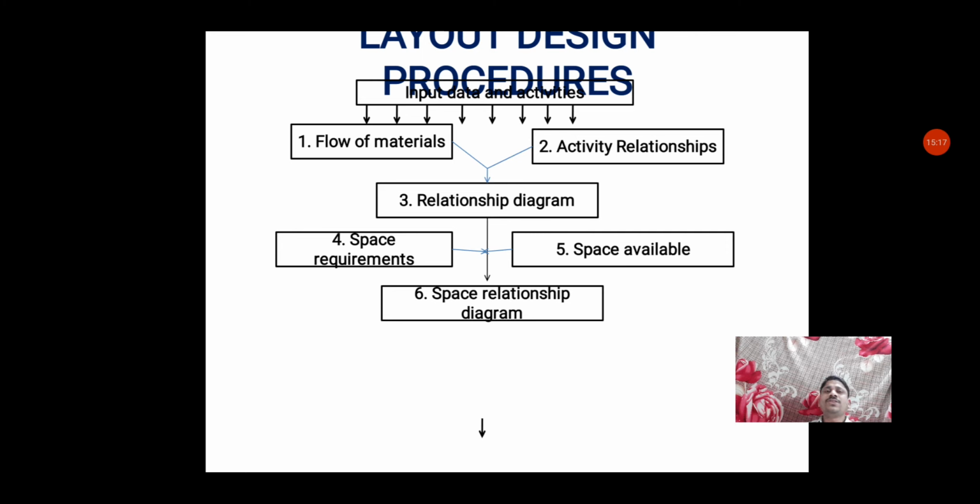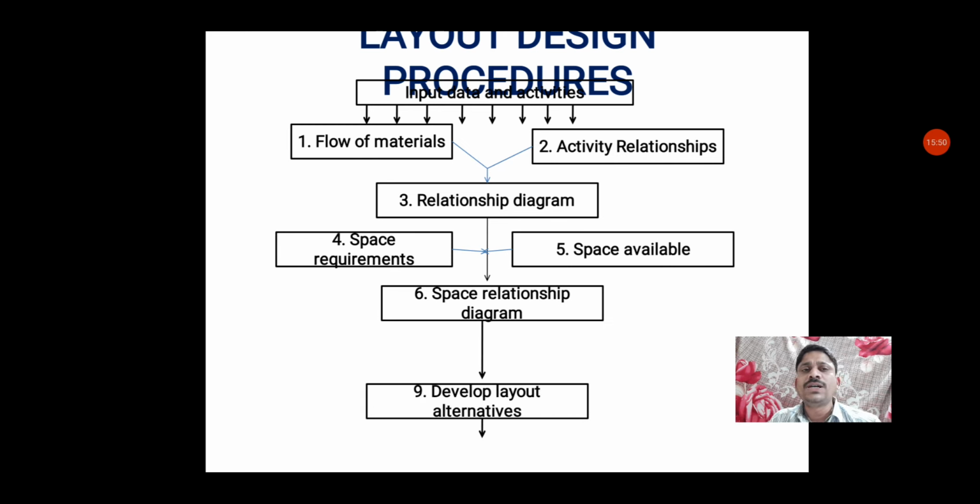So after developing this space relationship diagram, the sixth step is finished in the manual layout design procedure, that is the systematic layout design procedure, right? In the fourth step we considered the space requirements for each department, and in the fifth step we considered how much space is available overall within the manufacturing plant. Based on these two things we have developed this space relationship diagram. After developing this, we develop the various layout alternatives.